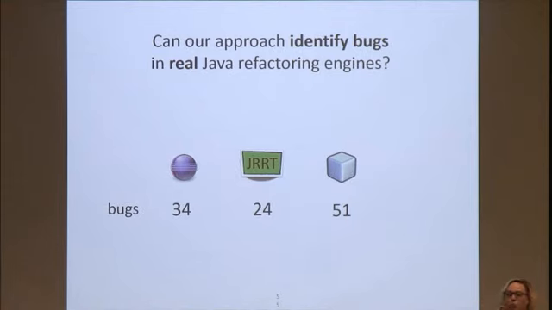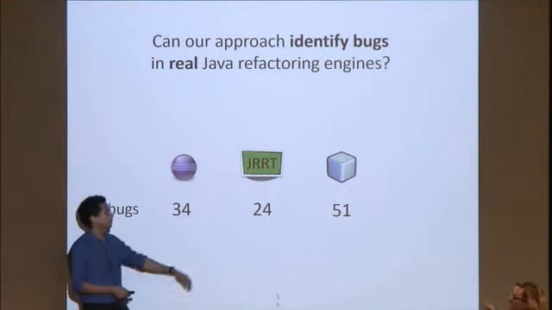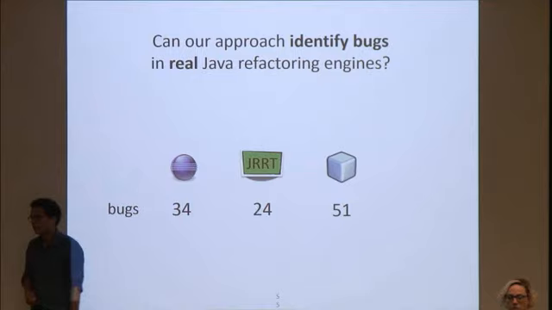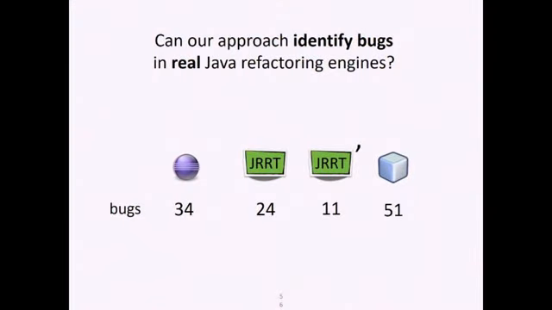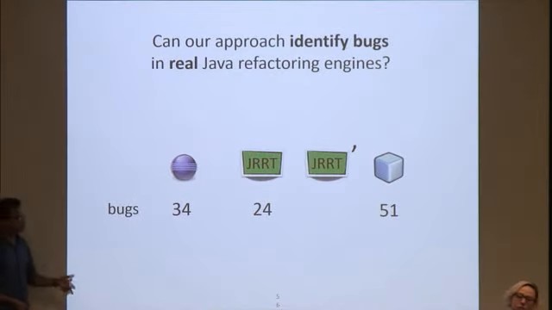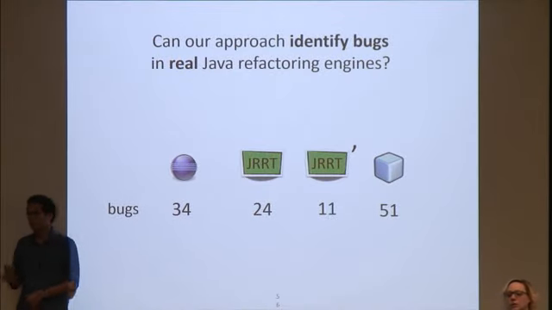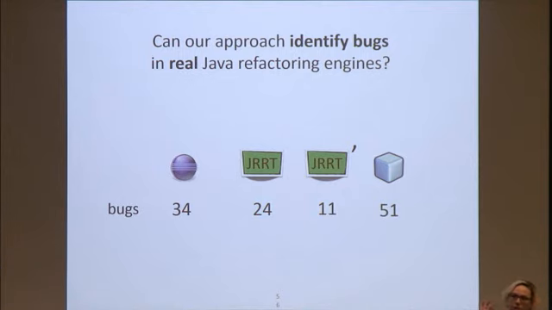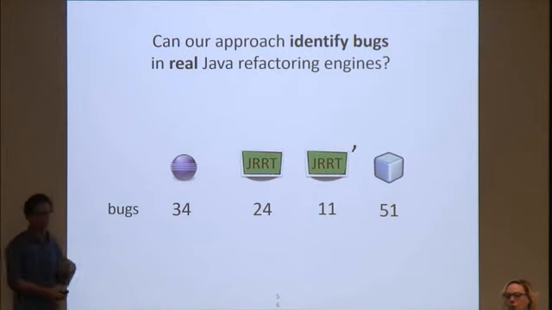The developers fixed some of them, in Eclipse and NetBeans. JRRT fixed all of them. Then they released a new version with the fixed bugs and new additional features. And we used the same approach to test it again, and we found 11 new bugs in this tool. So it shows how hard it is to implement these refactoring tools, and even when we are fixing bugs and adding new features, you may be introducing new bugs.